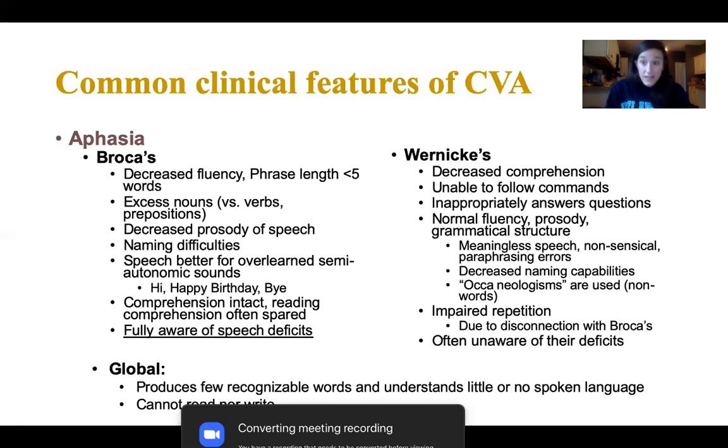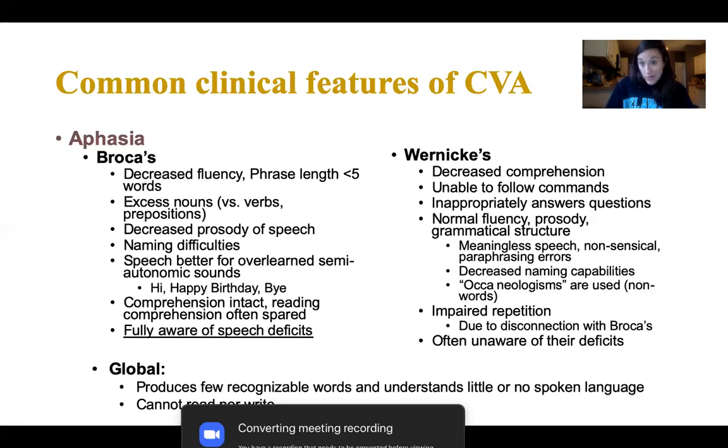So that's really difficult because both patients will get frustrated. Broca's gets frustrated because they know that they're not making any sense and they just want to get their words out. Wernicke's gets frustrated because every time they're telling you something that's important or a story, everyone's looking at you like you have 10 heads because they don't understand you. So both of these language deficits really can bring on frustrations for these patients.